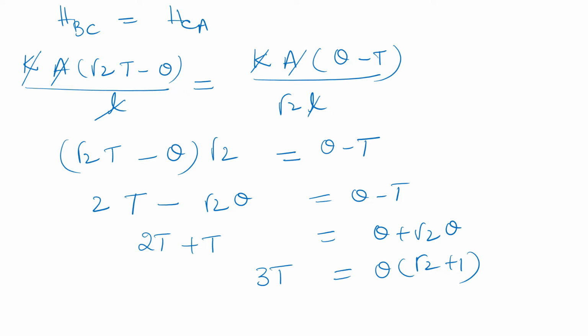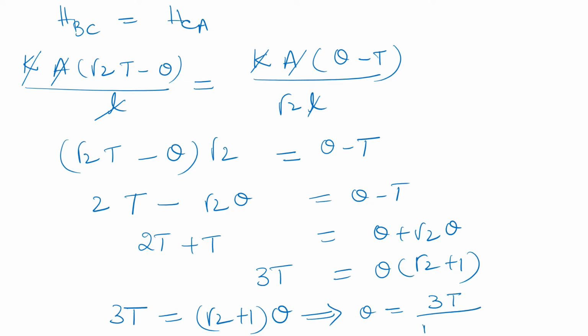So 3T is equal to root 2 plus 1 into theta. So this implies theta is equal to 3T by root 2 plus 1. Okay. Next we will go to the next question.